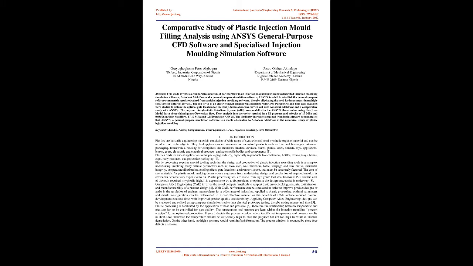Simulation was carried out with Autodesk Moldflow and a comparative study with ANSYS. The polymer, Acrylonitrile Butadiene Styrene, ABS, was modeled in the ANSYS Fluent solver using the cross model for a shear-thinning non-Newtonian flow. Flow analysis into the cavity resulted in a fill pressure and velocity of 17 MPa and 0.05576 m/s for Moldflow, 17.17 MPa and 0.0520 m/s for ANSYS.